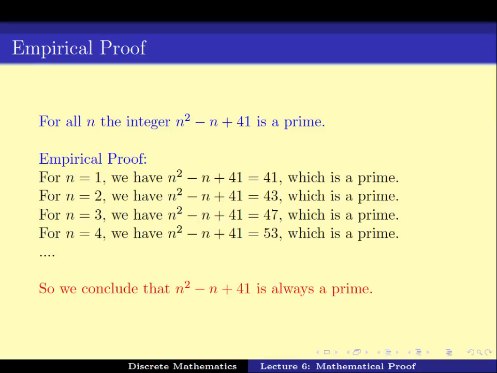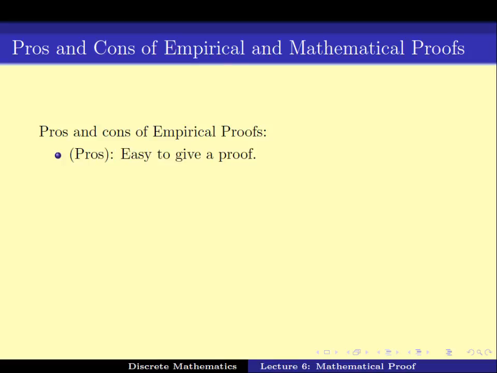But in mathematics, that might not be the best way of going about it. So, for the case of empirical proofs, it has, of course, some advantages and some disadvantages. So let's see what are the advantages and disadvantages. For the empirical proofs, the first advantage is of course the fact that it is easy to give a proof. It is easy to check if a statement is correct or not on a finite number of instances.